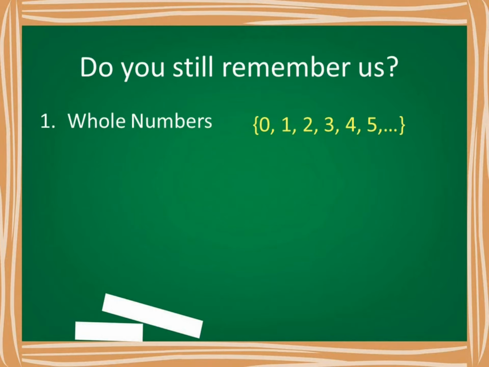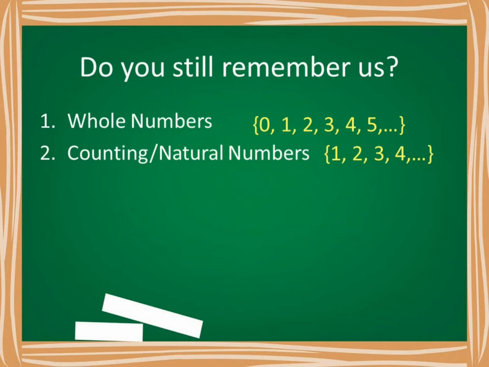Whole numbers, set of numbers that starts from 0 to positive infinity. Sa madaling sabi, hindi kasama yung mga negative na numbers. So we have 0, 1, 2, 3, 4, 5, and so on. These are whole numbers. Next, we have counting or natural numbers. So, di ba pag nagka-count tayo, nag-start tayo kay 1. Hindi tayo nag-start kay 0. So, dito, hindi kasama si 0. So, for counting numbers, we have 1, 2, 3, 4, and so on.